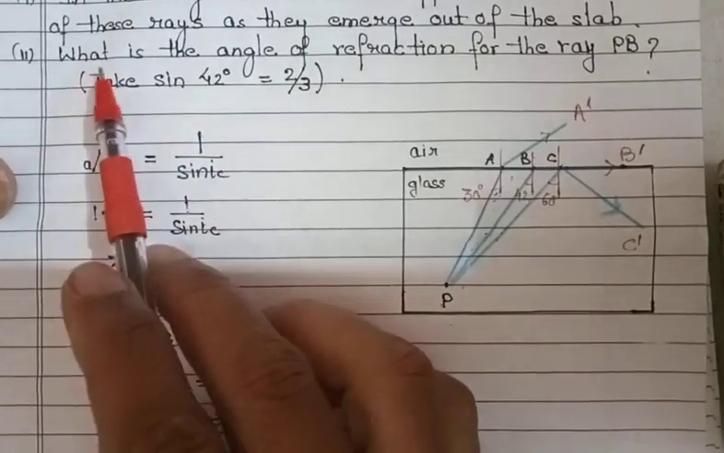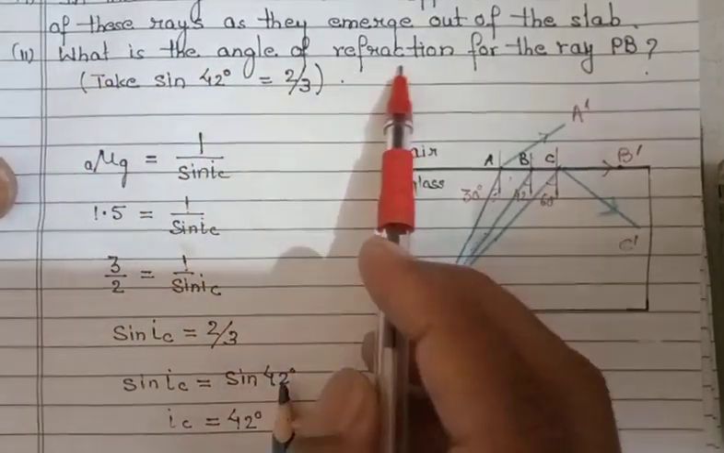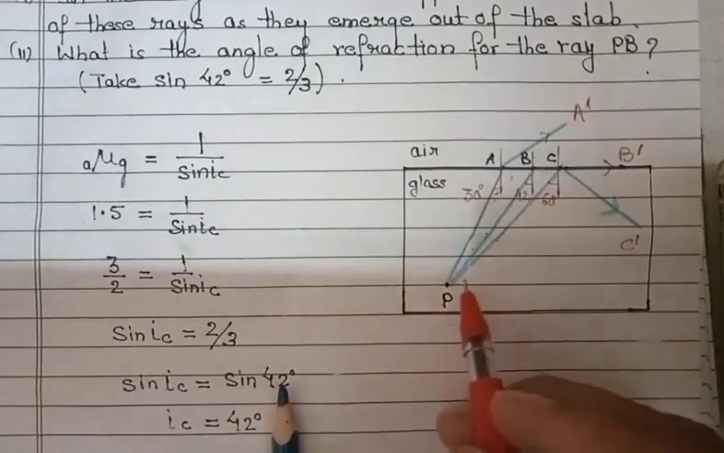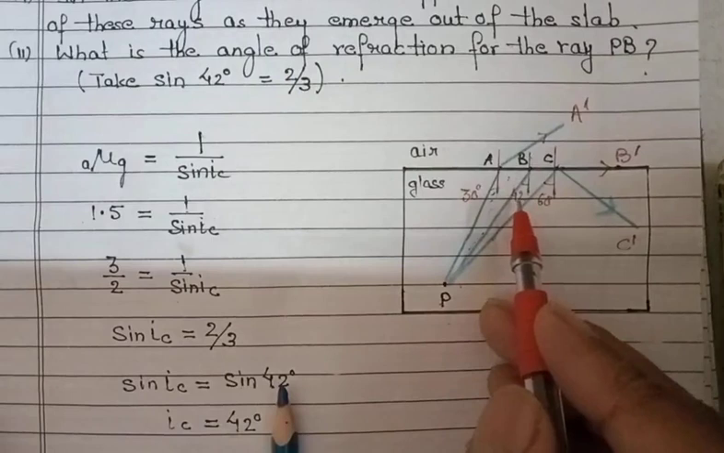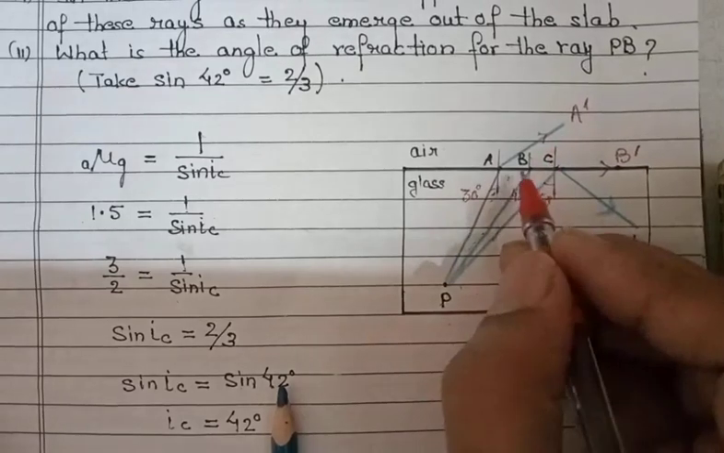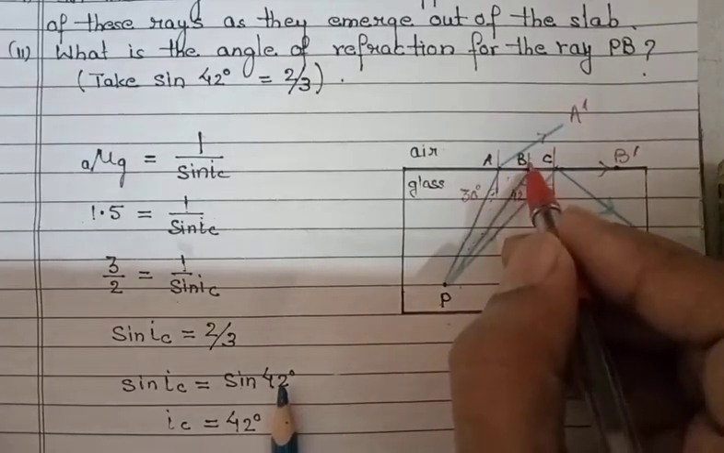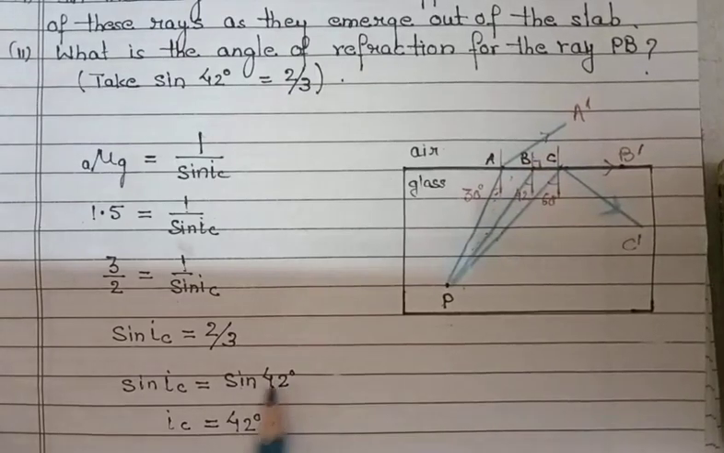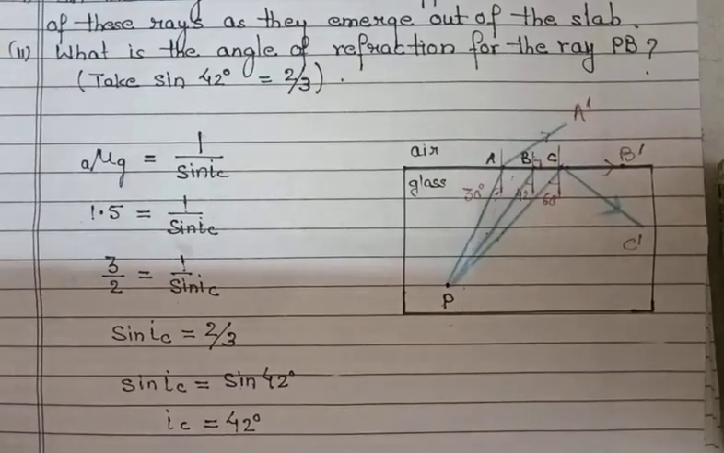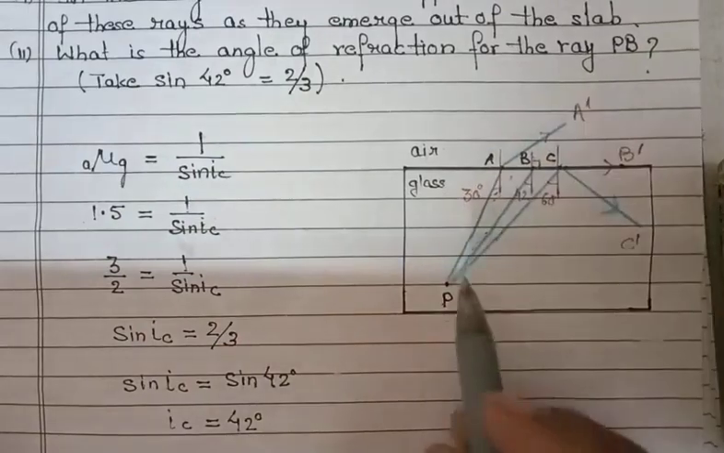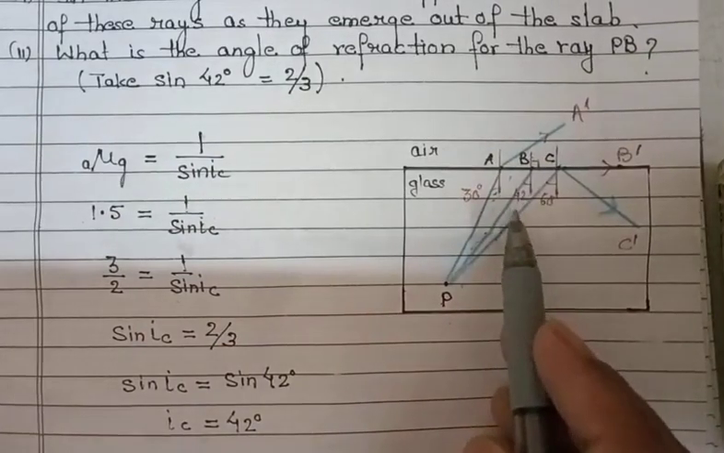Now moving on to the next part, what is the angle of refraction for the ray PB? As you can see in the diagram, ray PB is making critical angle. So for the ray that makes critical angle, see this is the angle of refraction. So that angle of refraction will be 90 degree. In the question they have asked you, what is the angle of refraction for the ray PB? So ray PB is making critical angle.